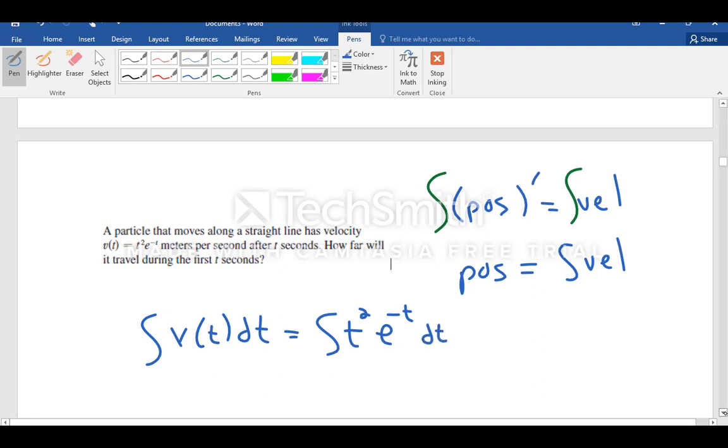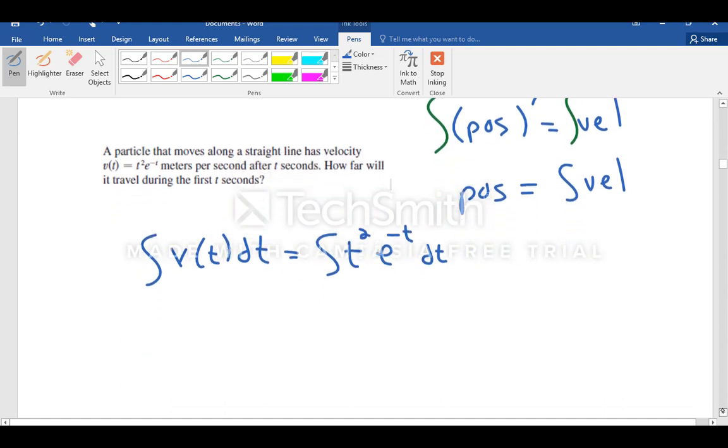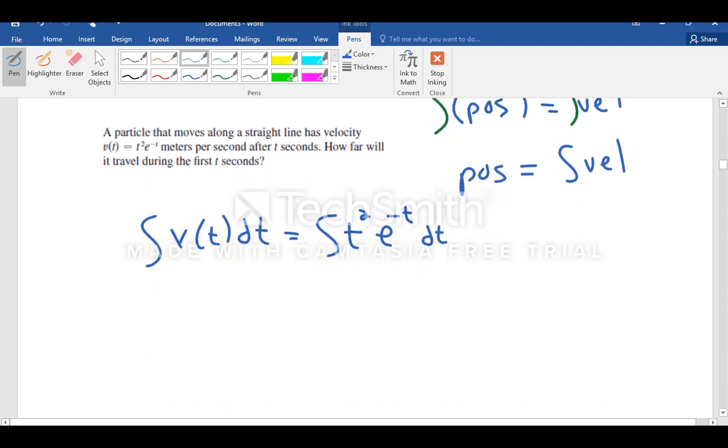Now, when we look at this, notice that we have a product of a polynomial, an algebraic term, t squared, and an exponential, e to the negative t. If we go back to our LIATE, LIATE says that we look at logarithms first, then inverse trig functions, then algebraic. So we have an algebraic term, t squared, and that's going to be our u term. Then we have trig and exponential, so the algebraic trumps the trig or the exponential. It gets higher preference.